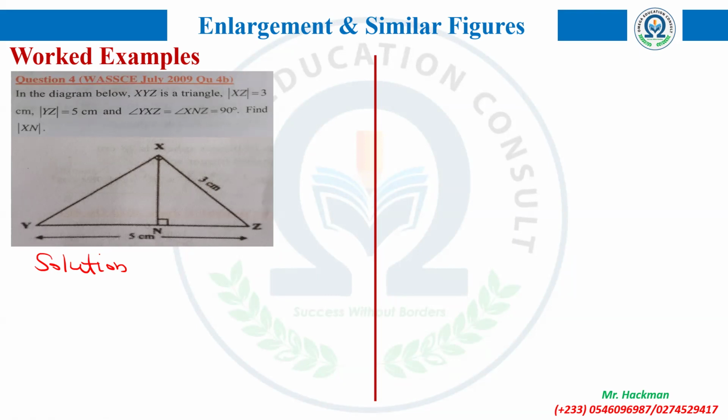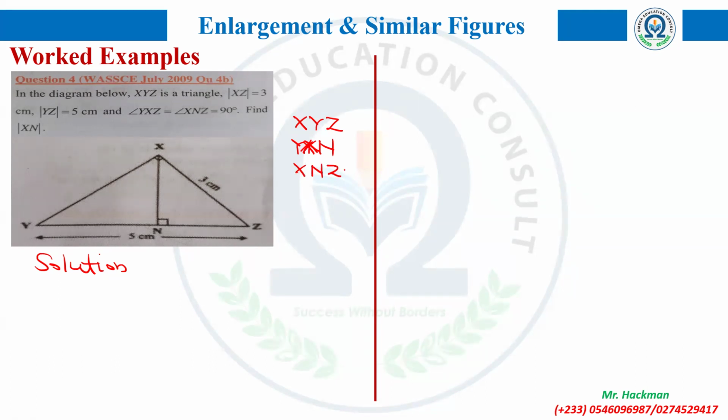Okay, so figure out your triangles. Let's mention our triangles. The bigger one that you can identify is XYZ. The other one is YXN, Y, X, N. Then the other one is XNZ, X, N, Z.